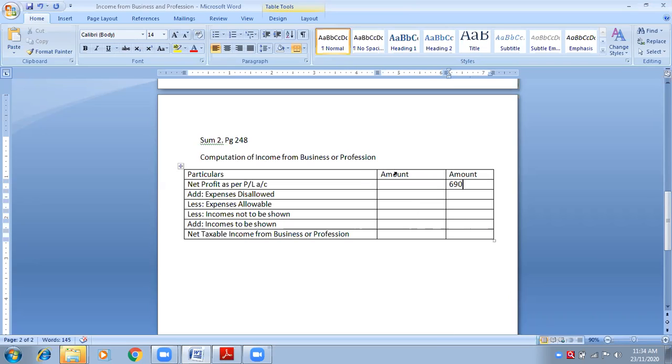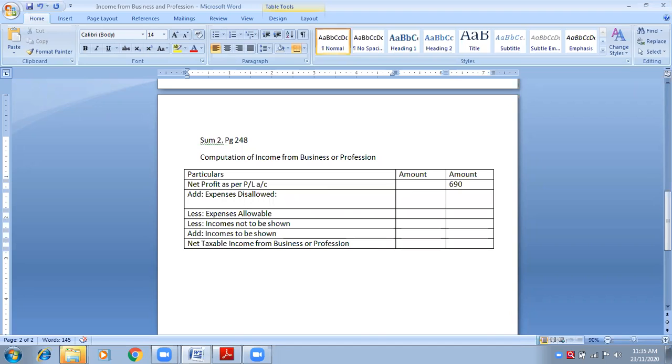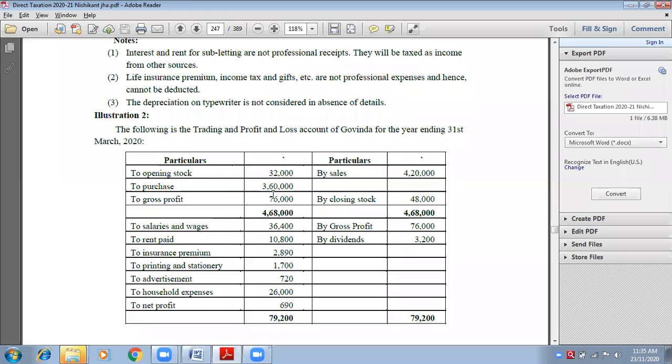Yes, ma'am. Okay. Next. Add expenses disallowed. Write down. Add expenses disallowed. Now, what you have to do is underline this statement. Underline it. Now come to the next line. Now see, always remember, it is given on 2 sides. One is on the debit side and another is on adjustment.